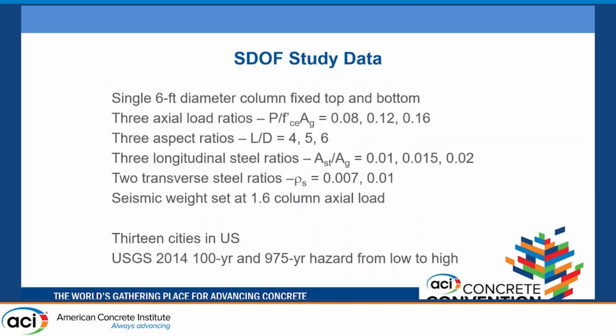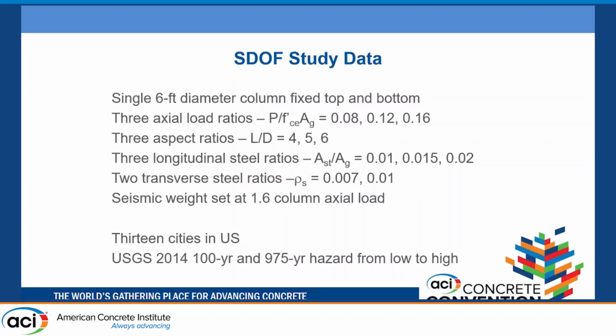And this follows on to what I showed you before, that we've got the single degree of freedom systems. We looked at quite a few of, and then more detailed looks at actual bridge designs. That'll come in the next presentation. So for the single degree of freedom study, we looked at just a group of columns, and we didn't try to optimize these. We just looked at, say, a typical column, maybe a 6-foot diameter column. In this case, we chose fixed top and bottom.